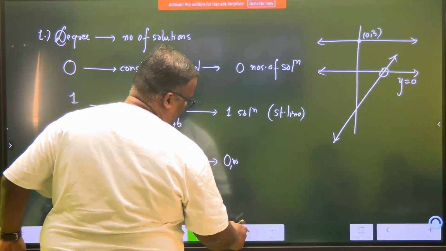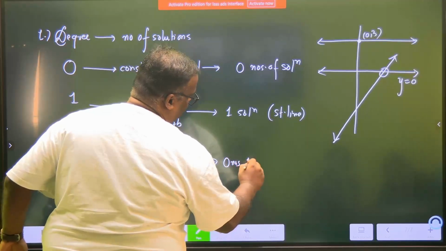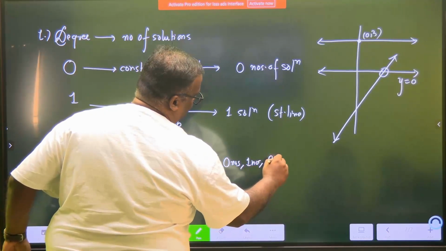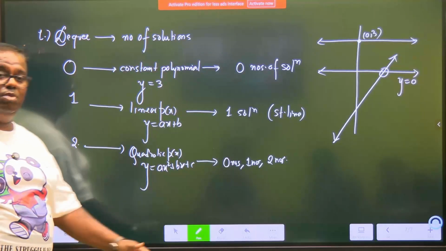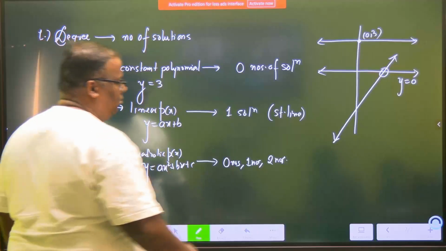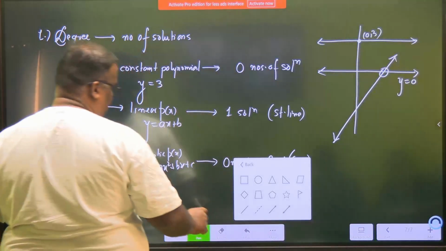Okay. Now this is very interesting. You will have 0 numbers, 1 number, or 2 numbers of solutions. Maximum count will be 2. And this will be always a curve. We'll restrict it till here only, and let's see.